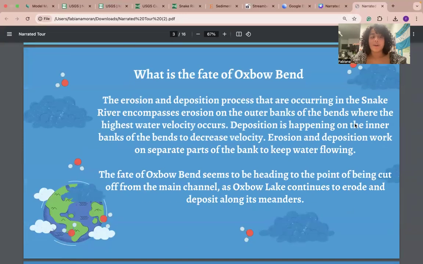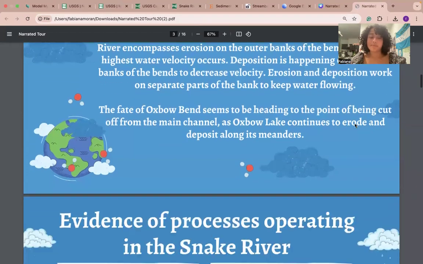Looking at the future of the oxbow lake, we can see the interplay between erosion and deposition over time. The Snake River may evolve into an oxbow lake as it becomes increasingly isolated from the main channel. This transition is driven by sedimentation and a natural cutoff process, a hallmark of a meandering river.